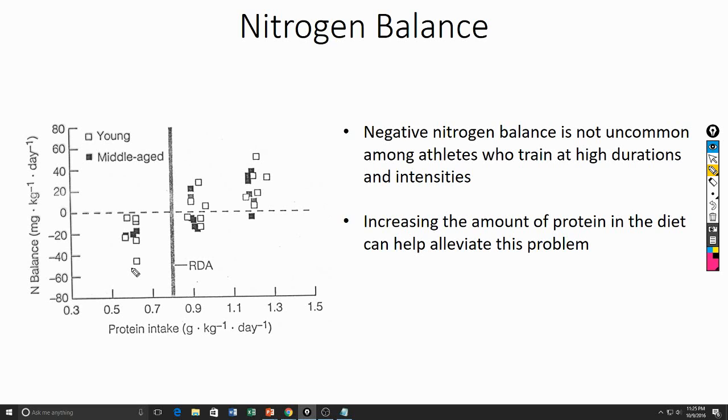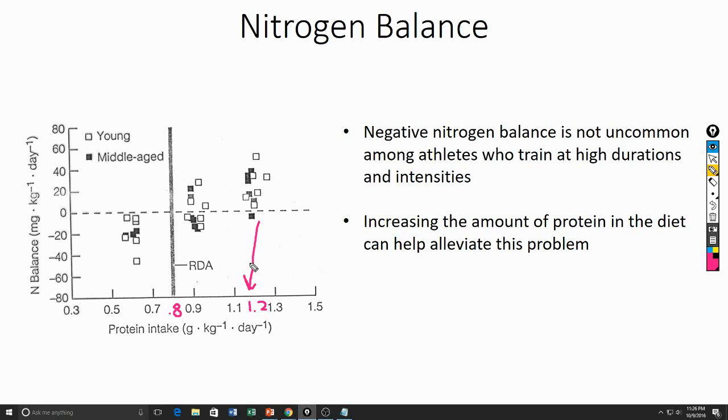So, first off, the recommended daily amount of protein is 0.8 grams per kilogram of your body weight per day, right? It's a far cry from 1 gram per pound. It's less than half of that, okay? Anyway, that's what's recommended. And here they gave them 0.9 versus, this is 1.2, okay?